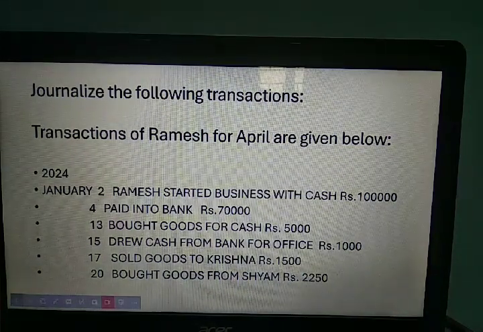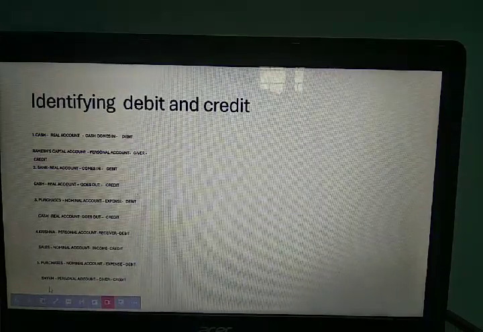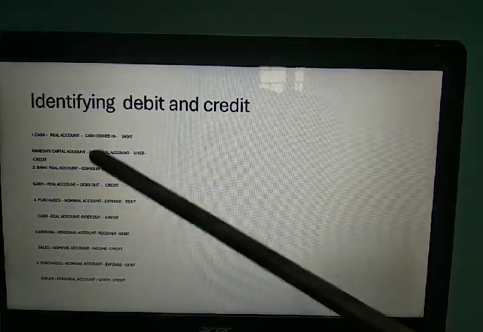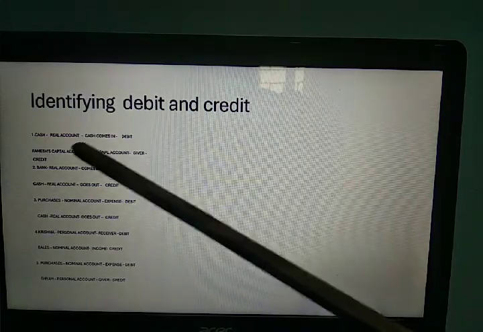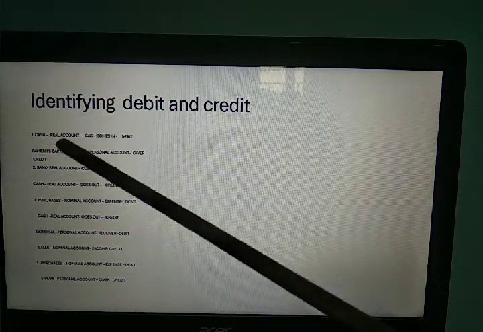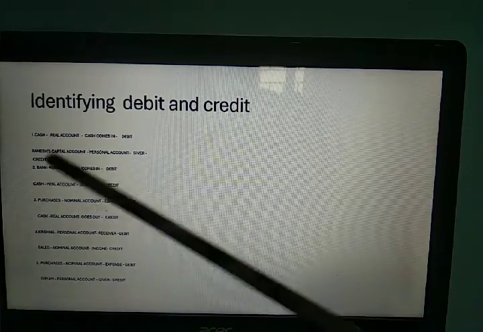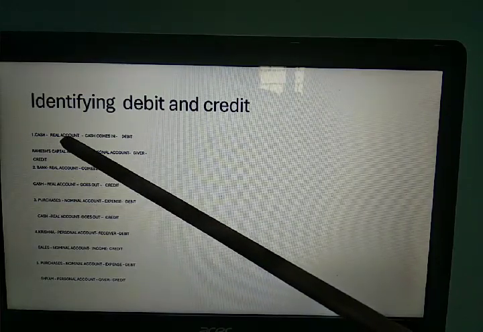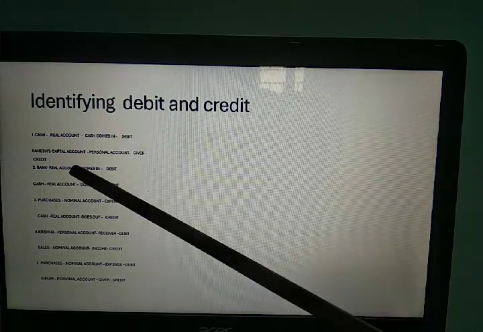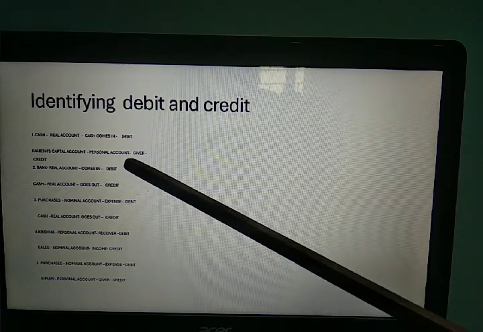So how to record in the journal, that you have to understand. What you have to do is identify transaction by transaction first. Suppose Ramesh brought capital, that means here there are 2 sides. Capital is being brought in the form of cash, and Ramesh's capital. These are the 2 sides. Cash here is a real account. As per the real account concept, what comes in is debit. Ramesh capital account is a personal account. Ramesh is giving the benefit, that is, the giver is credit.